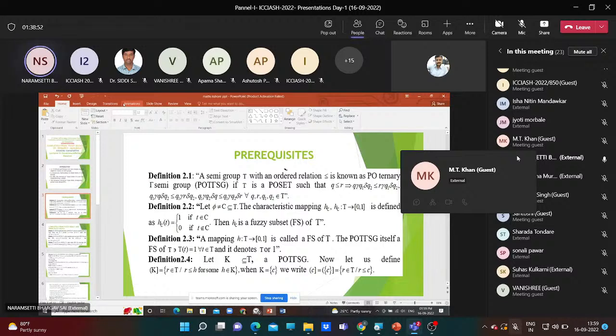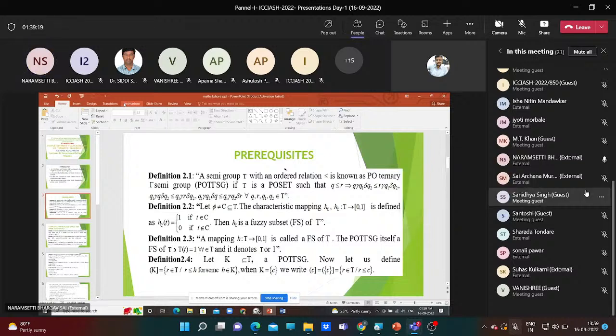And the second definition is: let C be a non-empty subset of T. The characteristic mapping HC from T to the closed interval 0, 1 is defined as HC of T equal to 1 if T belongs to C, and 0 if T does not belong to C. Then HC is a fuzzy subset of T.